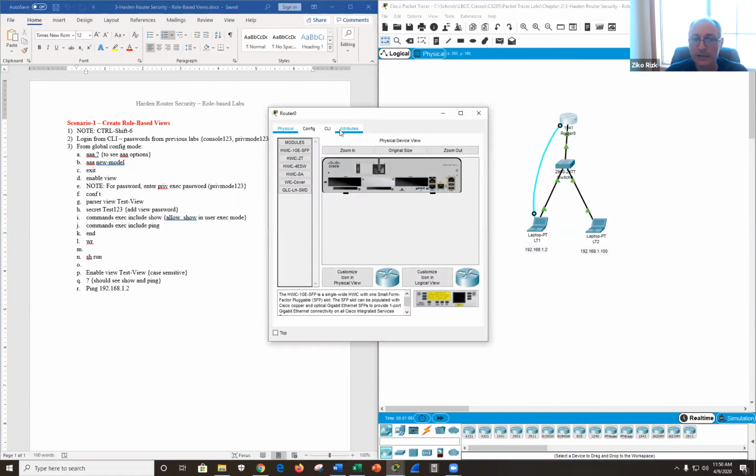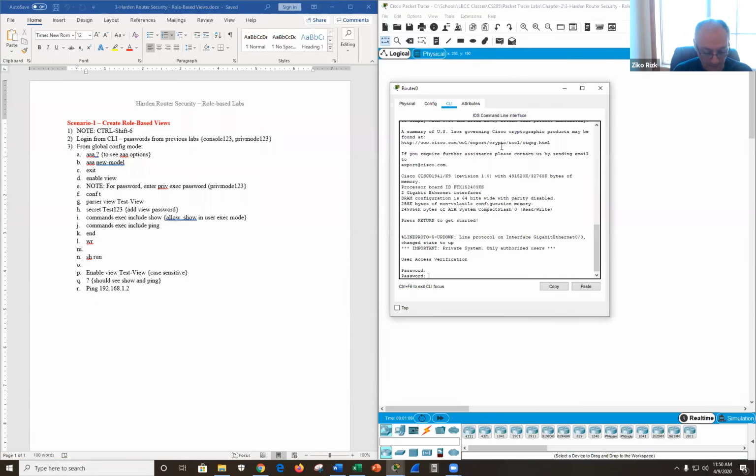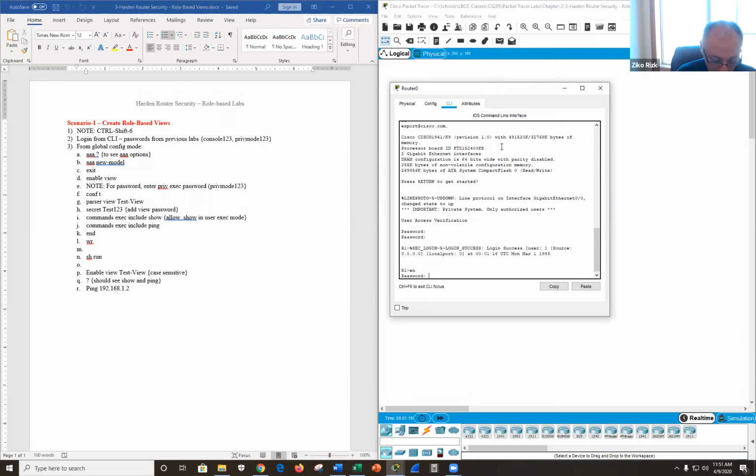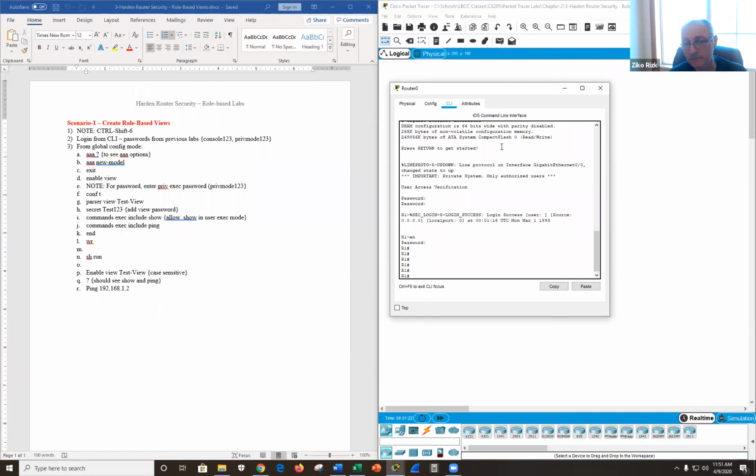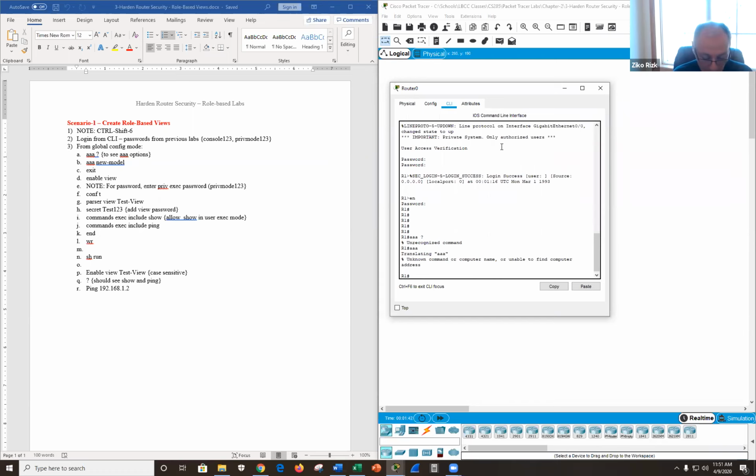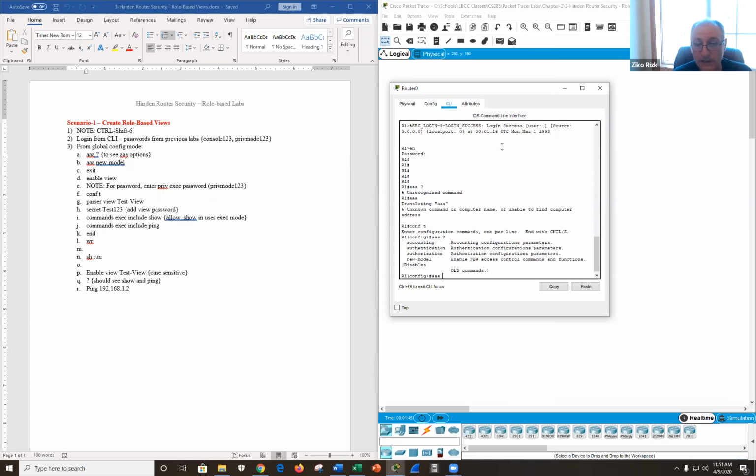So let's come to the router. Same passwords, console 123, priv mode 123, and you're going to remember those passwords because you have to use them for each lab. And we need to create a new model and we have to use AAA: authentication, authorization, accounting, logging. So if I do conf t, AAA question mark, then those are my options: accounting, authentication, authorization, new model.